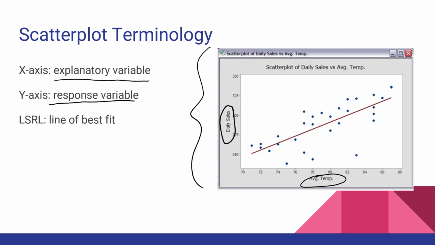Finally, we have our line of best fit, which is probably what you're used to calling it. In statistics, we have a different name for it. We call it the LSRL, which is short for least squares regression line. This is basically the line that you put through your scatter plot that best describes the trend of the data. So that is what this red line over here is.